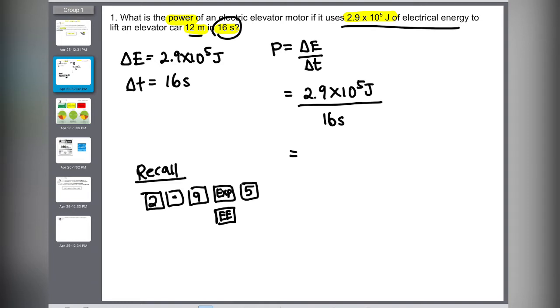Try it out on your calculator. Make sure you're able to punch it in. If not, make sure you ask me. 2.9 EXP 5 divided by 16. I got the answer to be 18,125. And if I were to ask you, what is the unit for power? Hopefully you remember that it is in watts.